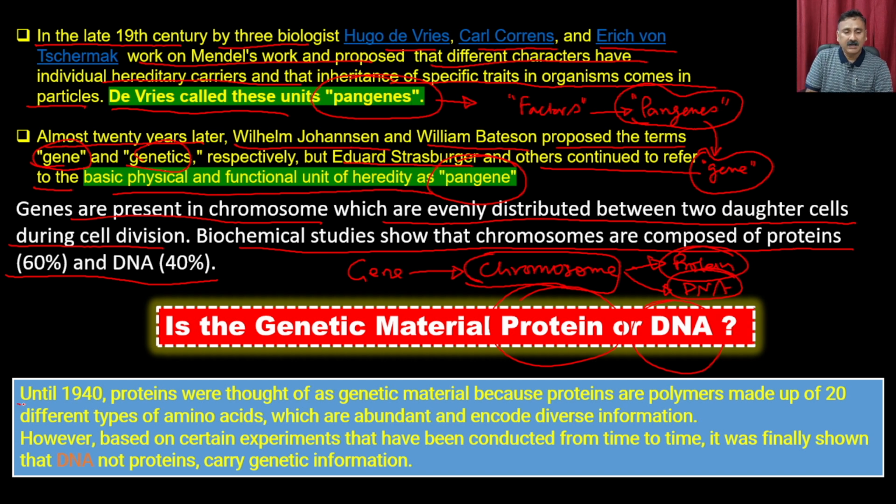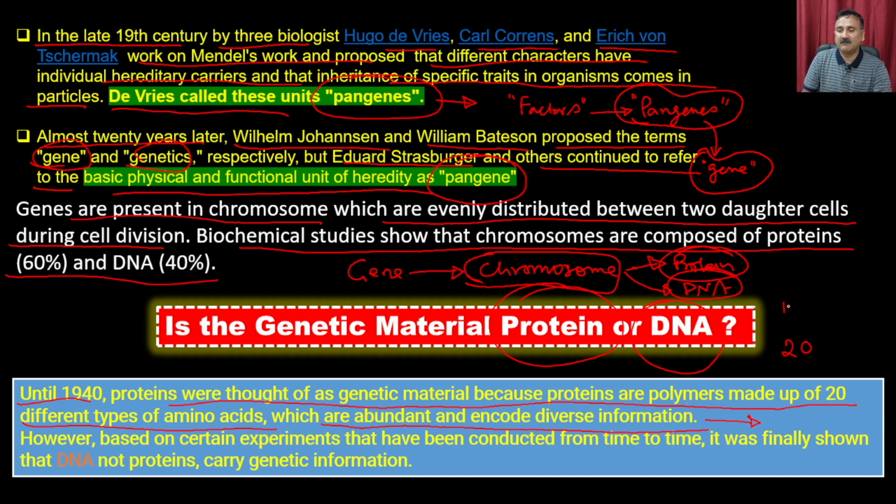So until the 1940s, proteins were thought of as the genetic material, because proteins are polymers made up of 20 different types of amino acids, which are abundant and encode diverse information. And you can easily calculate, in fact, you can actually do that activity: how many different amino acid combinations could be possible if you have 20 different types of amino acids?